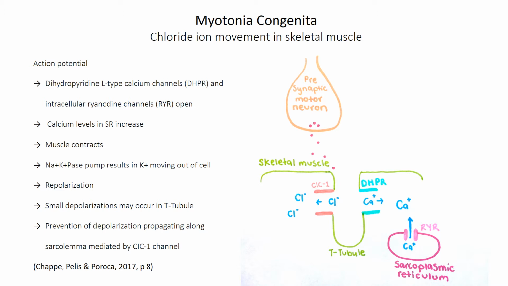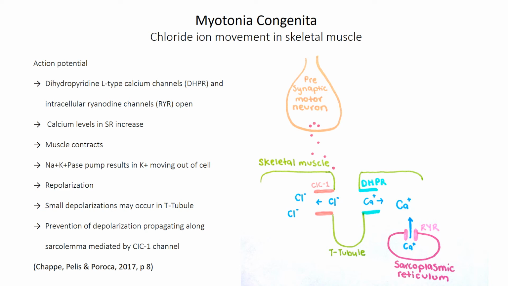Repolarization of the membrane then occurs as the potassium ions move out of the cell. After the repolarization, small depolarizations may occur in the T tubules from the accumulation of potassium. Prevention of depolarization propagating along the sarcolemma is mediated by chloride ion conductance of the CIC1 channel.